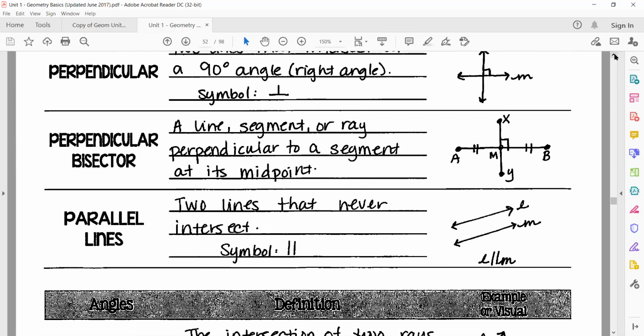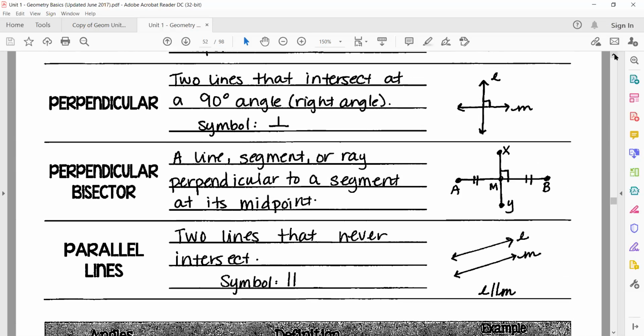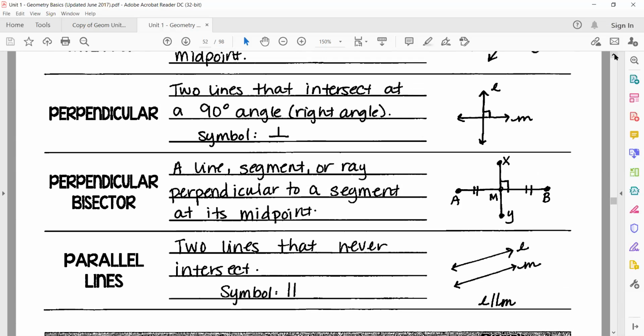Perpendicular. Perpendicular: two lines that intersect at a 90-degree angle. There's a couple of different ways this can be shown graphically. You can read this drawing as line L is perpendicular to line M, because the box there tells me it's 90 degrees. So if they're 90 degrees, automatically I know that they're perpendicular.